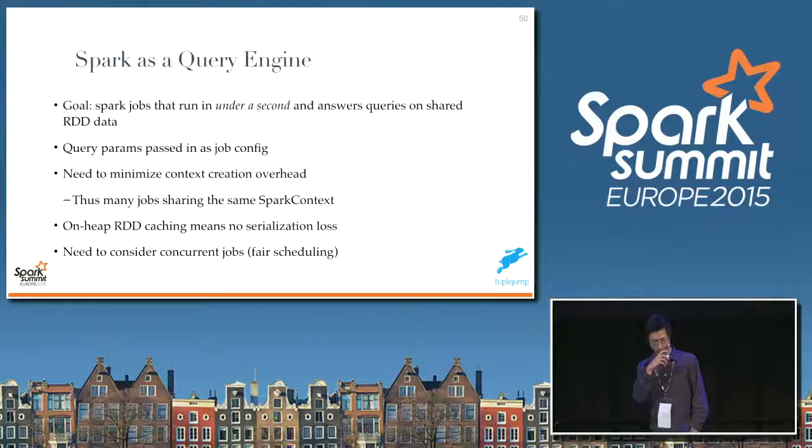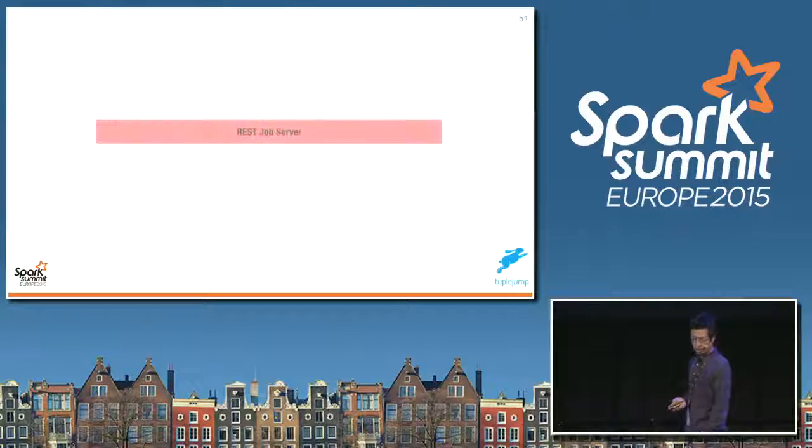Here's a use case that I'll go into a little bit: using the job server for low latency jobs. The goal is to have jobs that can run under a second and can answer queries on shared cached RDD data. This is a particularly good fit because I can start up a Spark context and run these jobs with very low overhead, because I don't need to start up the context again. The way that it works is that I start out with the Spark job server.